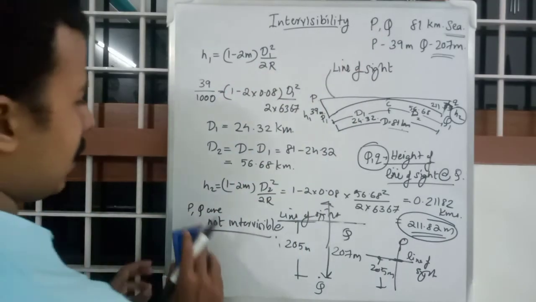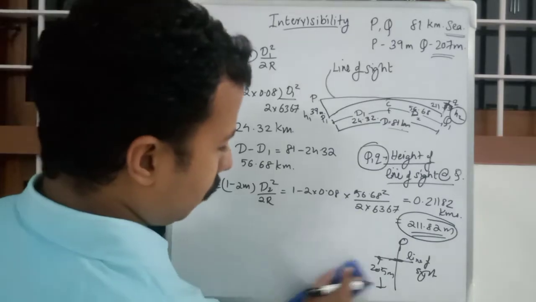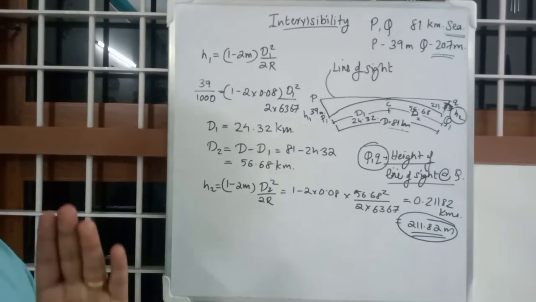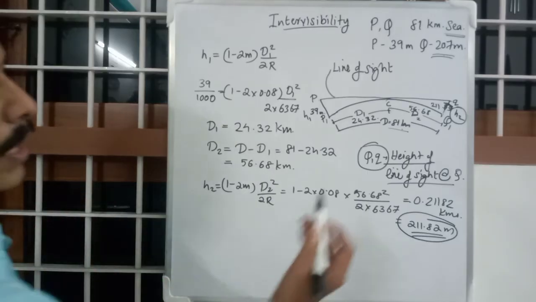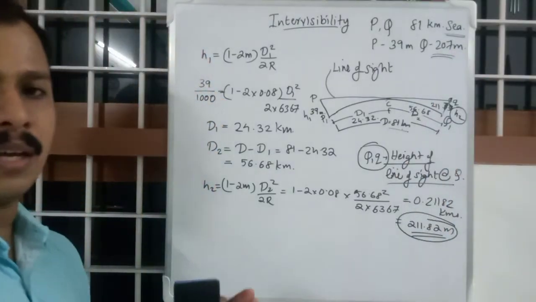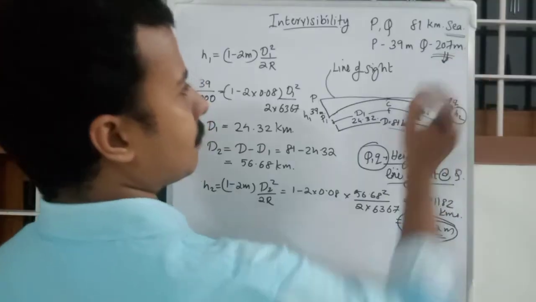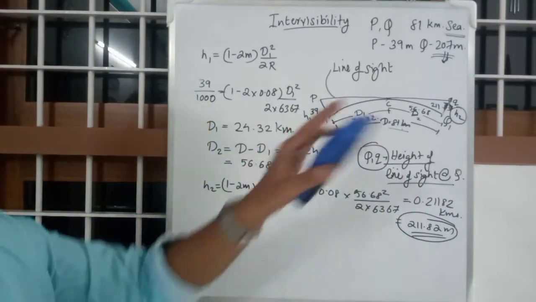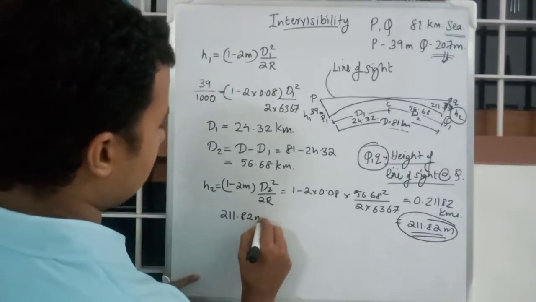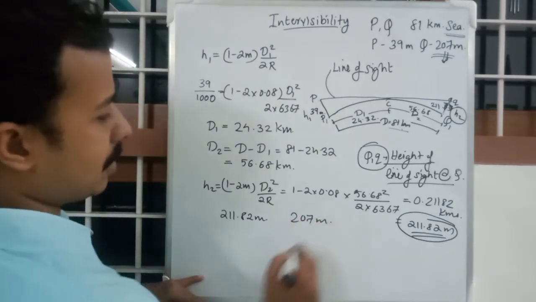So in this case, line of sight does not meet Q. So P and Q are not intervisible. And what is the solution for this? We have to elevate Q. A height of 207 is insufficient for Q to be visible from P, so we have to increase this height. How much do we have to increase? The line of sight is passing through 211.82 meters, and the actual height is 207 meters.